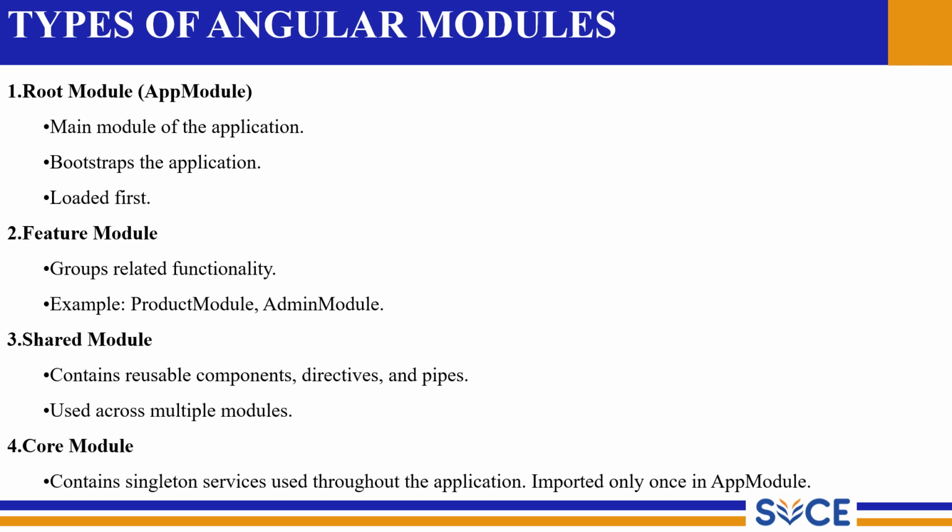Third one is shared module. It contains reusable components, directives and pipes. It is used across multiple modules. Then core module. It contains singleton services used throughout the application. It is imported only once in the app module.